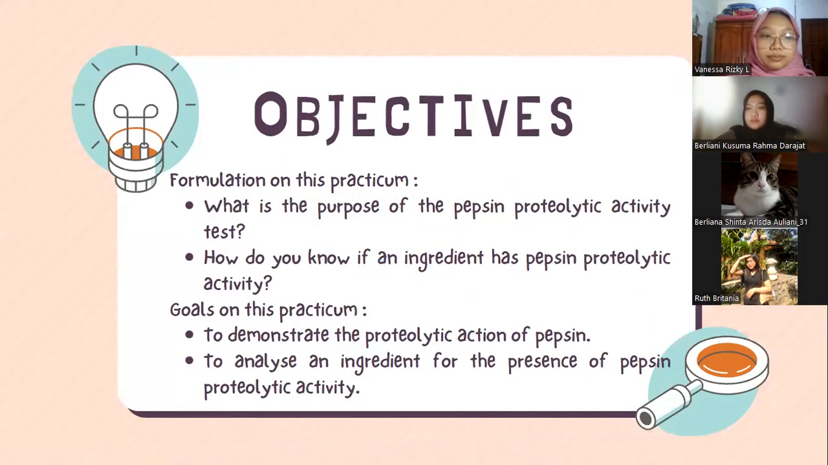And then on the second slide, there are objectives. The slide contains the formulation of the problem and the objective of this practicum. The formulation: what is the purpose of the pepsin proteolytic activity test? And how do we know if an ingredient has pepsin proteolytic activity? The goals of this practicum are for students to demonstrate the proteolytic action of pepsin and to analyze an ingredient for the presence of pepsin proteolytic activity.